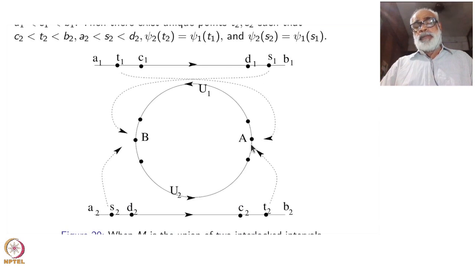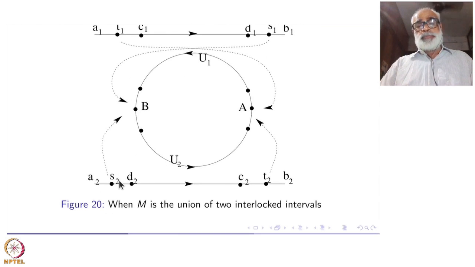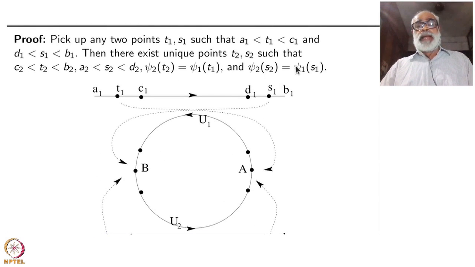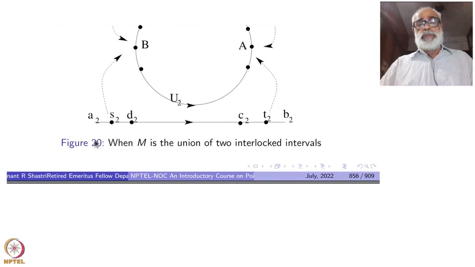So these are the points. Psi1 of T1 is this point. Psi1 of S1 is this point. They are also equal to Psi2 of T2 and Psi2 of S2 respectively. So you have started by picking up this point. Clearly these T2 and S2 will be inside that A2 to D2 and C2 to B2, that's all.